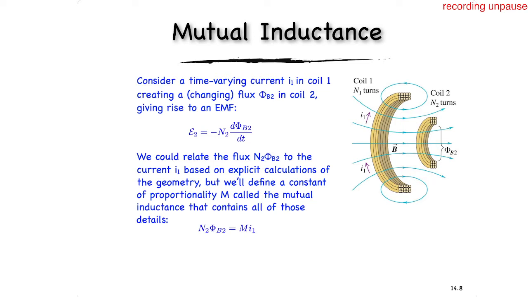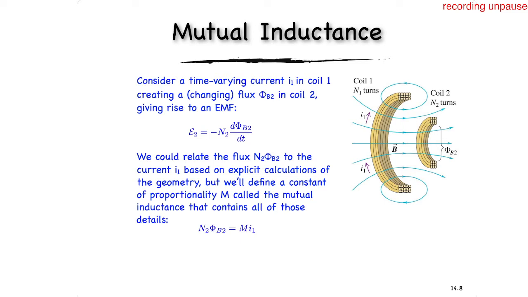Okay, so we're going to write that the flux in loop 2, so phi is the flux through a single coil, and N2 is the number of coils. That's the total amount of flux that's relevant up here in Faraday's law. We're going to say that's proportional to the current, which it is because the magnetic field produced is proportional to the current, and the flux is proportional to the magnetic field. All those constants of proportionality, we're going to group together into this quantity M that we call the mutual inductance.